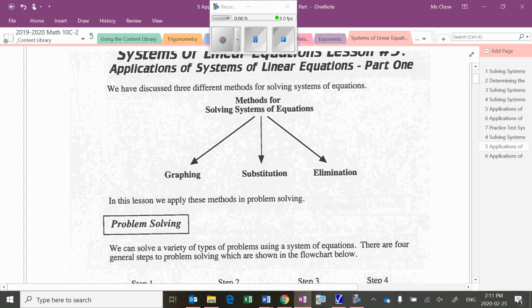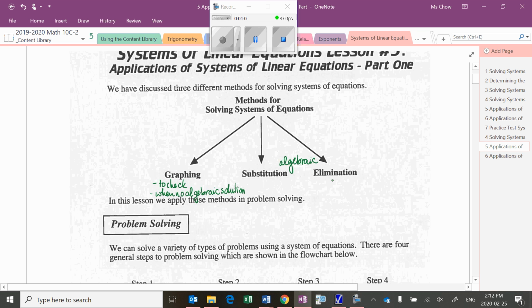Before we continue, graphing, obviously, when are you going to graph? You can graph to check, and you can graph as well when no algebraic solution is required. Substitution and elimination, of course, are both algebraic.